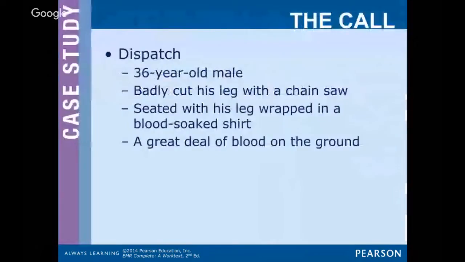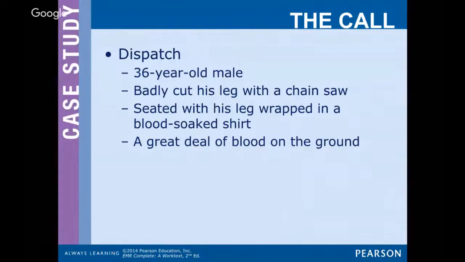So the call: you're the emergency medical responder called to assist a 36-year-old male who has cut his leg badly with a chainsaw while cutting trees. You arrive to find him seated with his leg wrapped in a blood-soaked t-shirt. There's a great deal of blood on the ground. As you approach him, he calls out to you for help. Discussion: there are several immediate concerns for this patient. How should you begin your assessment?